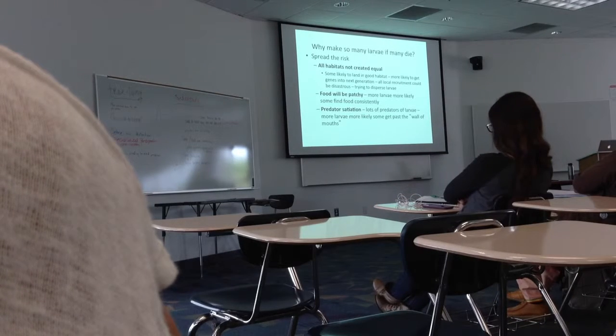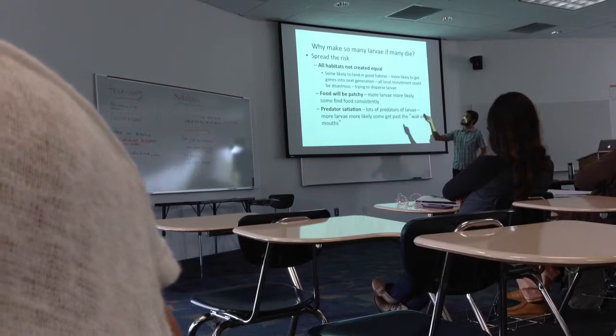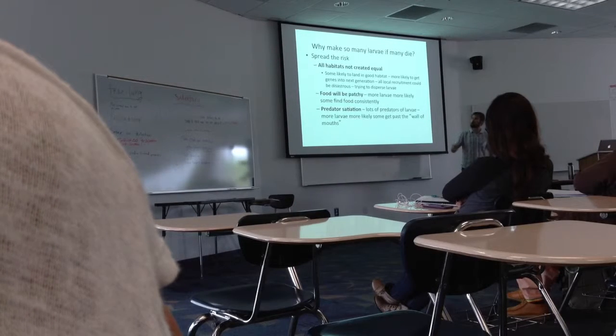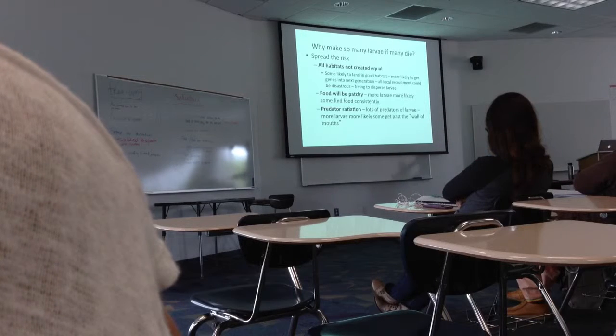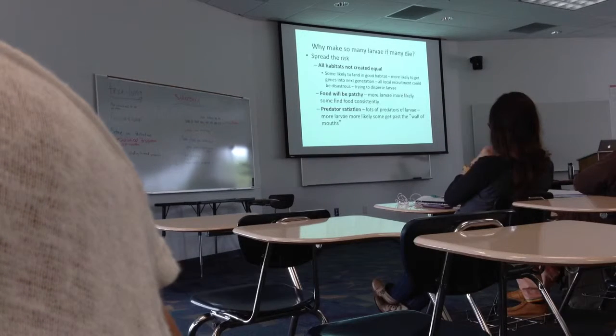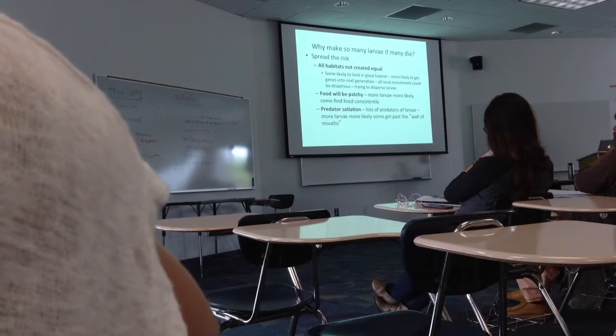So one of the classic questions is, why do you make so many larvae if so many of them are going to die? And 3 answers that all seem to be equally good and all have some support, all revolve around kind of spreading the risk around. Right? So the more larvae you make, the more likely that you are to have a few of them make it to the next generation.